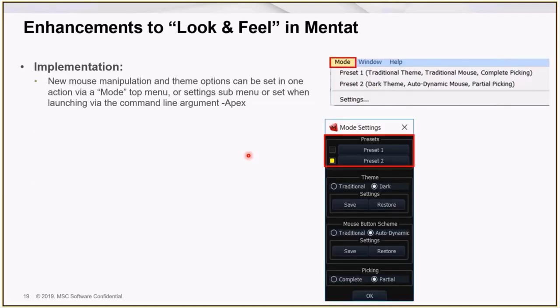So the implementation, you'll now see in the top window, there's going to be a mode. And what we've done is the changes that we've made regarding the things that we have new options for. We have a preset that basically boils down to this is the traditional way, the way Mentat has been working. And then we have the second preset, and this contains all the changes that we've done. But you're not limited to just preset 1 and 2.